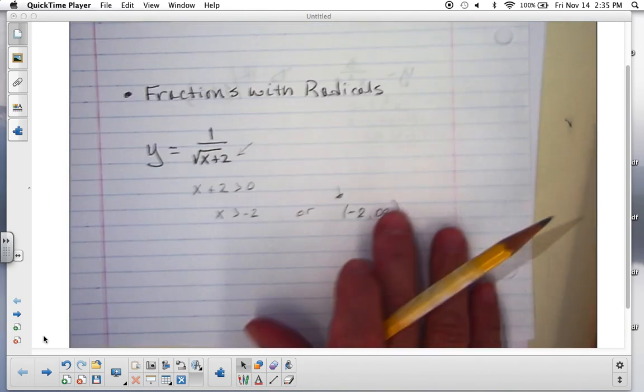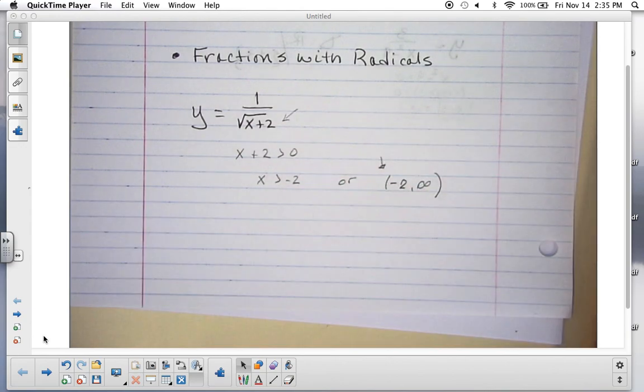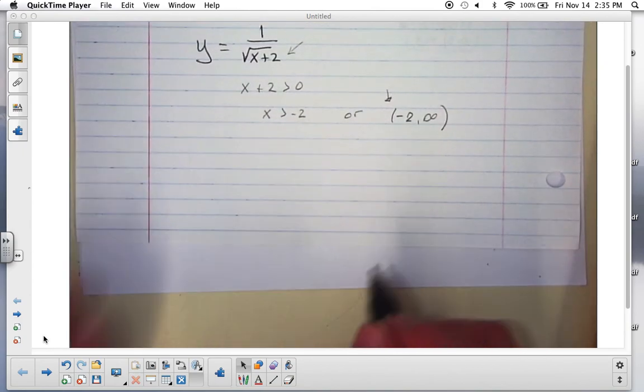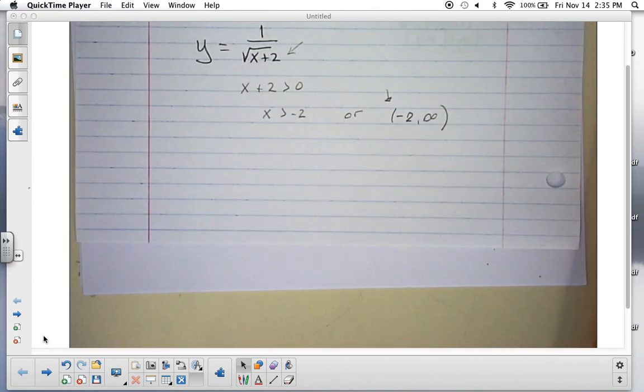All right, if it's not one of those situations, radicals, fractions, or fractions with radicals, the domain is all real numbers. Okay, that was idea number 1.